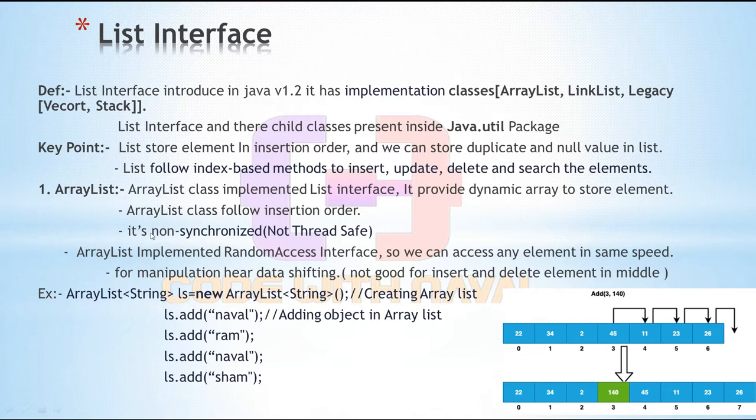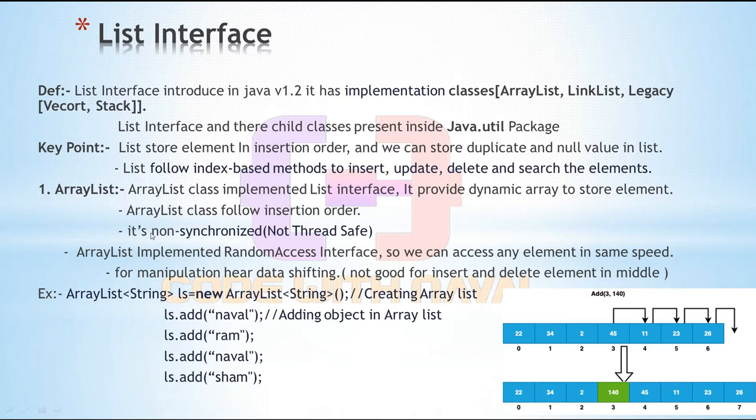Okay, this ArrayList is not synchronized. That means ArrayList is not a thread-safe class. Multiple threads can access this ArrayList object at the same time. That's why ArrayList is not thread safe. ArrayList implements the RandomAccess interface, so we can access any element at the same speed.